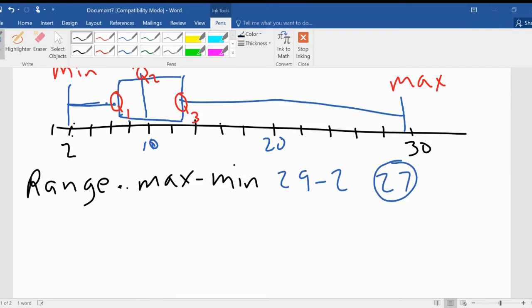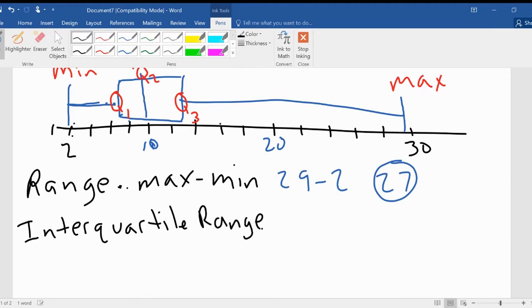The other thing they would ask is what we call the interquartile range. You find that by doing Q3 minus Q1. So if you remember, our Q3 was 13. Take away Q1, which was 7, so we get 6. That would be your interquartile range.